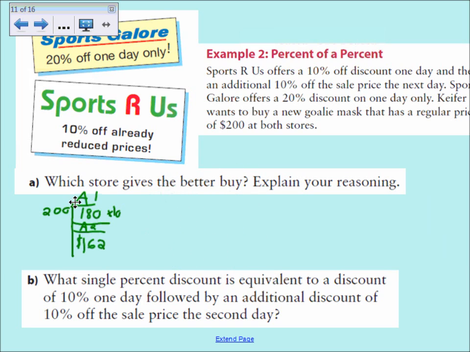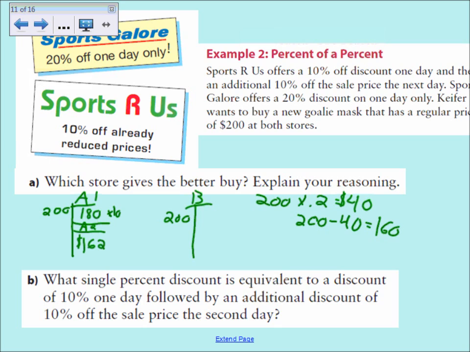So at store B, it's just a flat 20% off. So 200 is the original price. 200 times 0.2 equals 40. 200 minus 40 equals 160. So the price is $160.